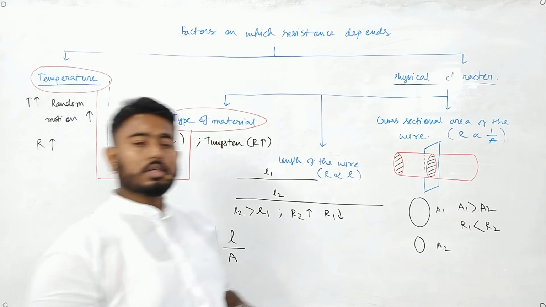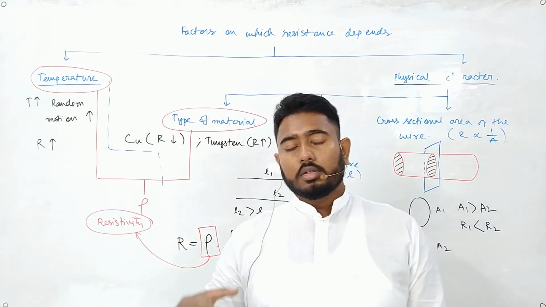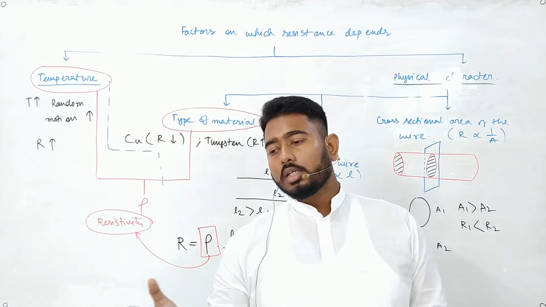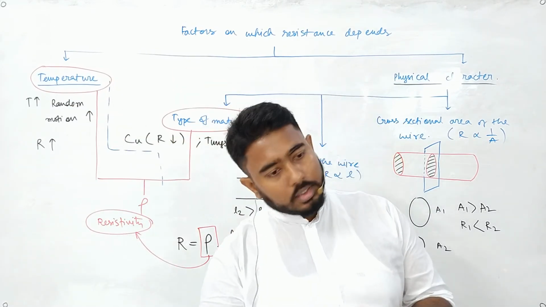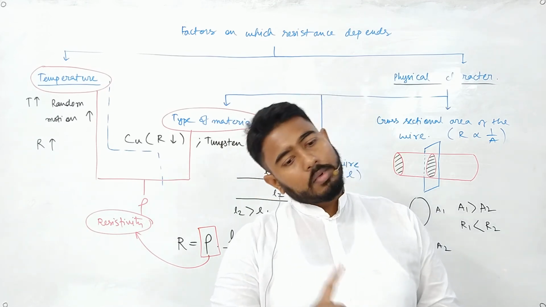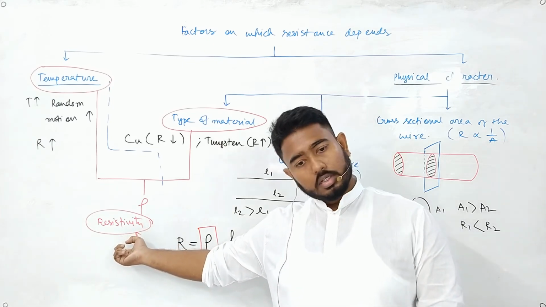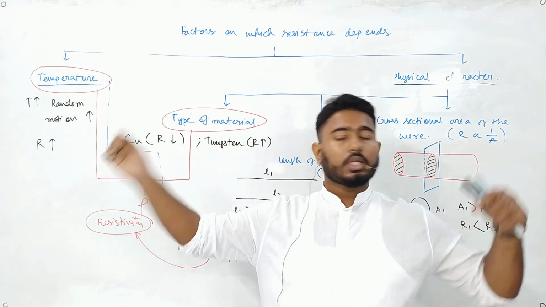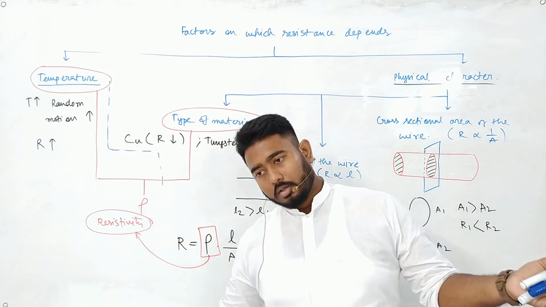Suppose I have tungsten at 30 degrees Celsius, and I have tungsten at 30 degrees Celsius of some other length and area, but both are at 30 degrees Celsius and both are tungsten. That means both of them have something in common. That something is resistivity. Is that clear? Now if the length is more, the resistance will change. If the area is less, the resistance will change. That is a different fact.